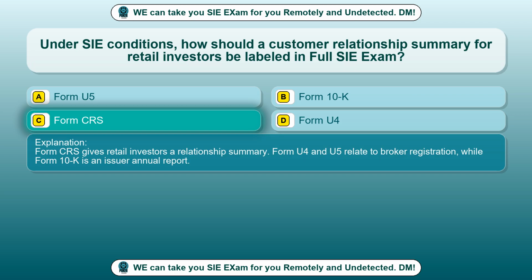Form CRS gives retail investors a relationship summary. Form U4 and U5 relate to broker registration, while Form 10K is an issuer annual report.